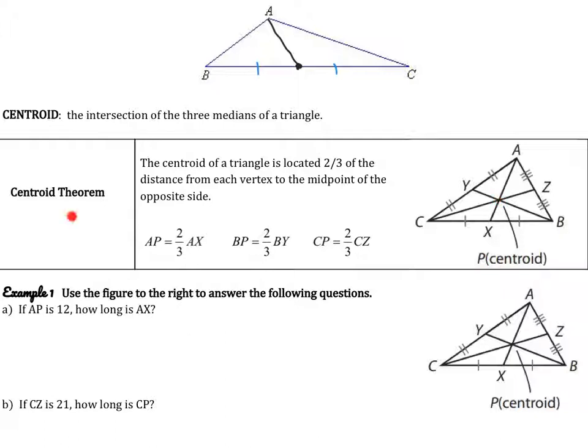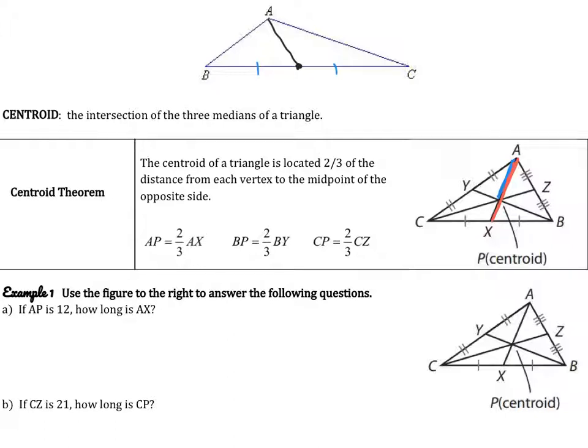centroid. So the centroid theorem says that the centroid of a triangle is located 2/3 of the distance from each vertex to the midpoint of the other side. So for example, AP is 2/3 of AX. So AP, the distance from here to here, from my vertex to the centroid, is 2/3 of this total distance. Okay, we can do the same for any of our medians.